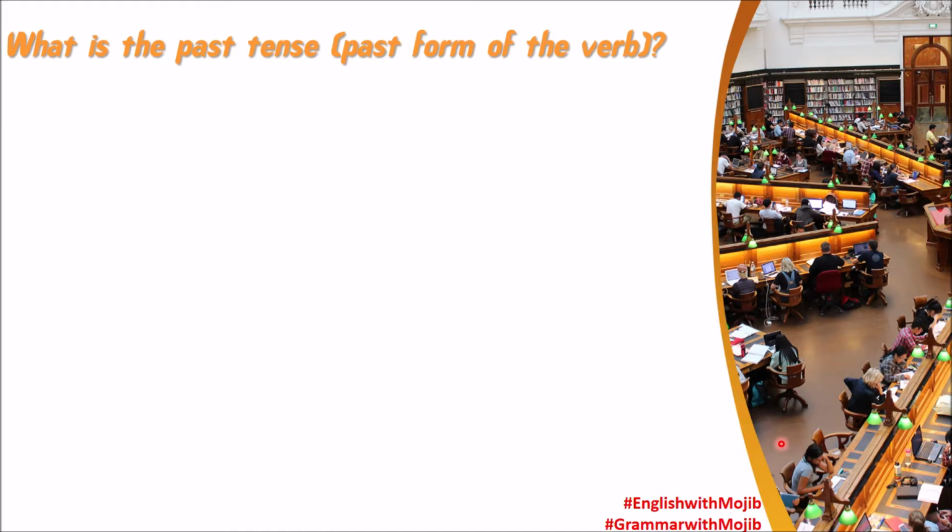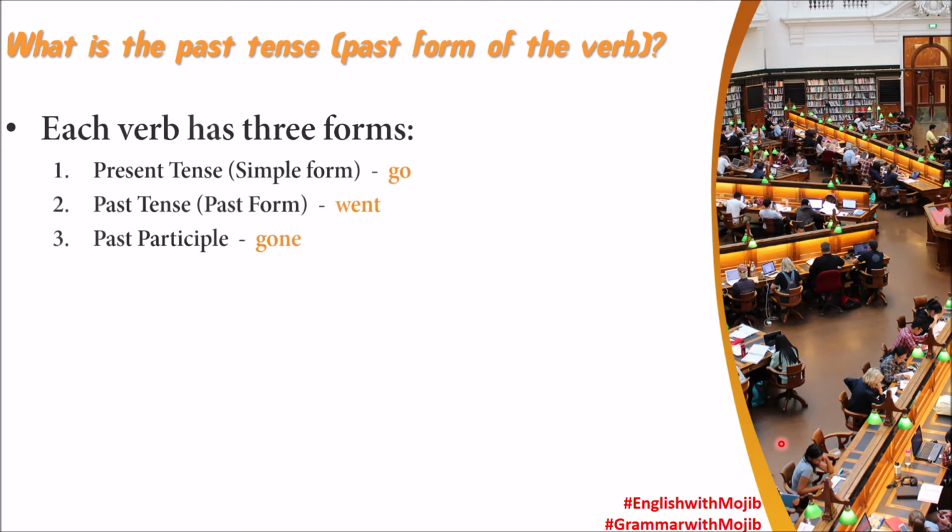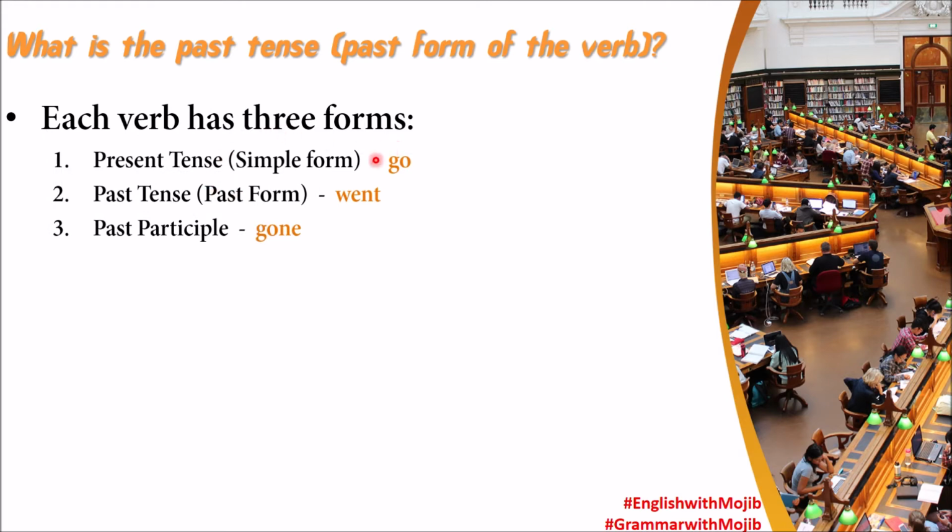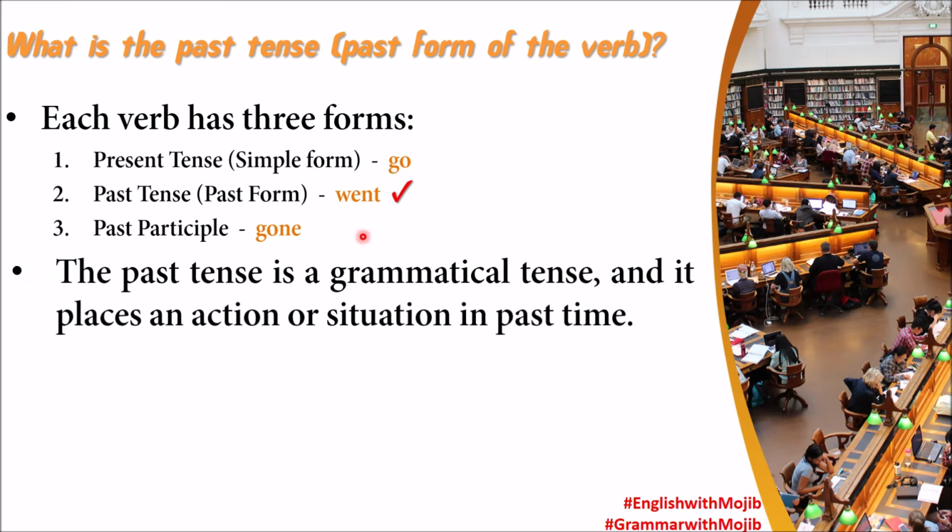What is the past tense or past form of the verb? Each verb has three forms: present tense or simple form like go, past tense or past form like went, and past participle like gone. Go, went, gone. In this presentation, we are talking about the second one, past tense or past form. The past tense is a grammatical tense, and it puts an action or situation in past time.